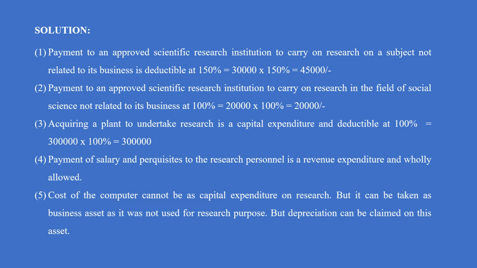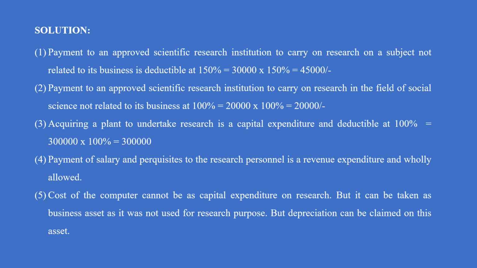Third one is acquiring a plant to undertake research, which is a capital expenditure. Again, for research purpose, under section 35, it's deductible at 100%. So 3 lakhs they have used, 100% is given as deduction, 3 lakhs is taken as deduction. Next one is they are using some money for payment of research personnel. In that case, the entire amount, whatever they spend for research personnel, wholly they have to give as deduction.